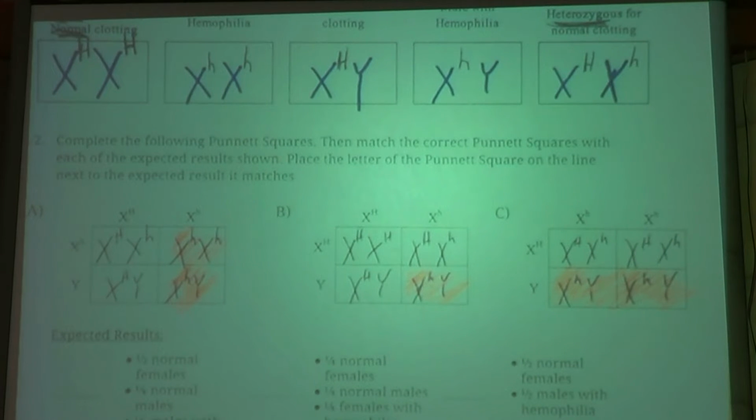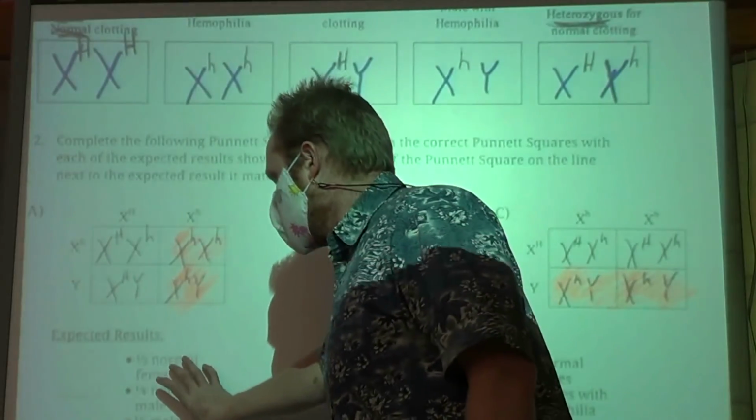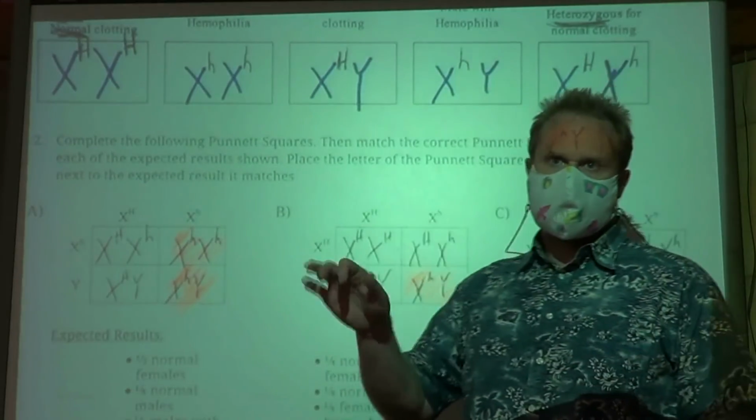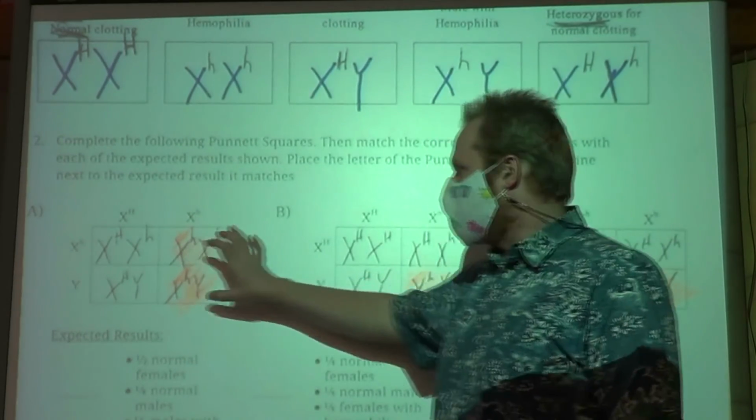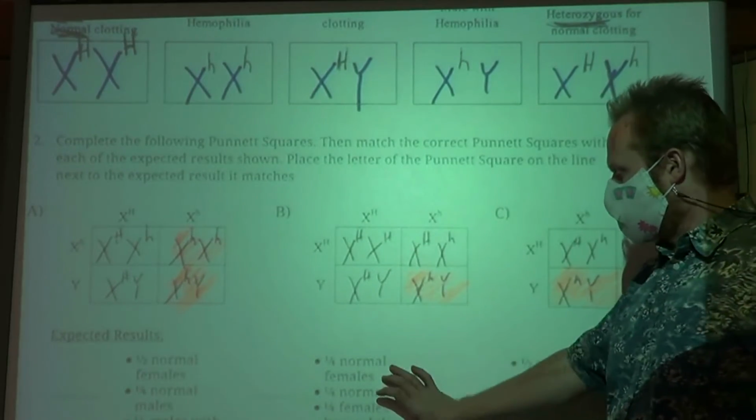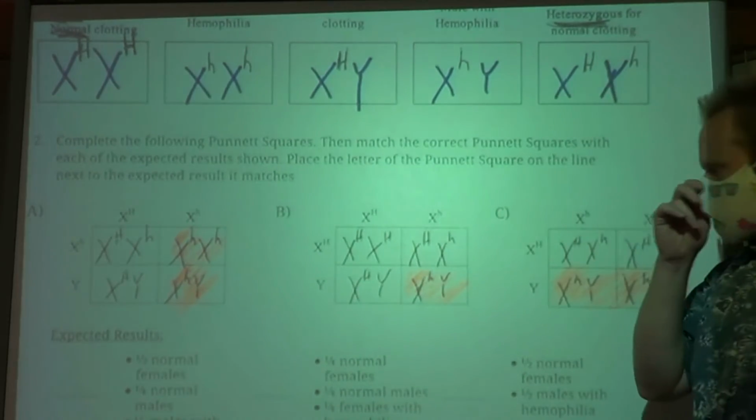Check your Punnett squares really quick. Now these are the expected results, and expected results are phenotypes. What are we physically going to see? This is really just asking, does this phenotype represent Punnett A, Punnett B, or Punnett C? Is this one A, B, or C? Is this one A, B, or C?